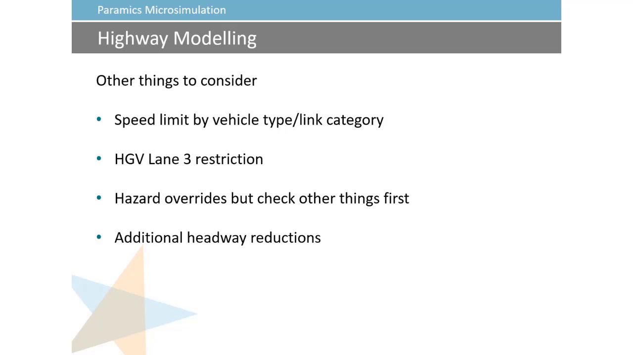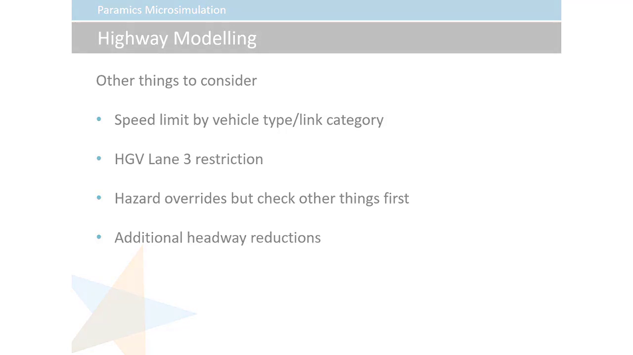And then once you've included all of these things, and if you're still not getting the lane choice behavior or lane changing behavior that you want, then you can start looking at additional things. So if your lane choice isn't correct, you can start looking at hazard overrides, but again, make sure everything else is correct before you start using hazard overrides, because you want to ensure that your basics are right before you start overriding it. And if you're getting too much queuing still, then the next thing to consider is further headway reductions. This can be either lower headways on the links on which you've already got headway factors, or headway factors on other links as well.